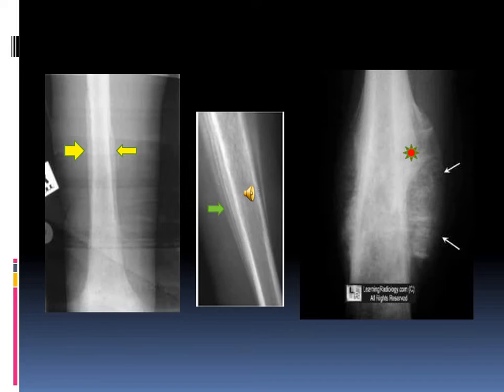We can see that the green arrow is marking multiple layers. So these multiple layers are seen on both sides of the cortex but more clear on this side, that represent a periosteal reaction of more aggressive pathology.